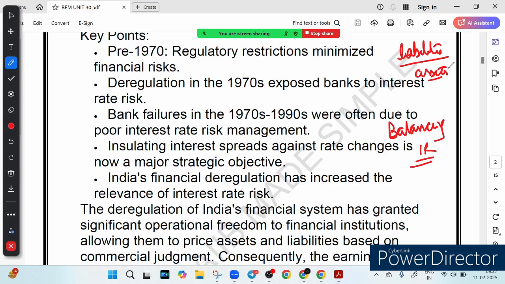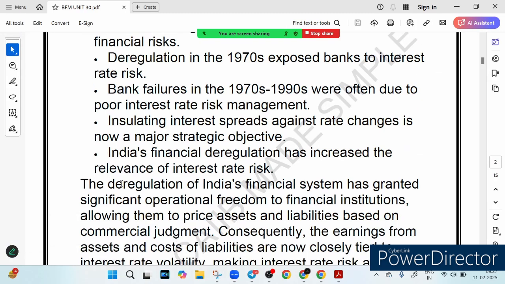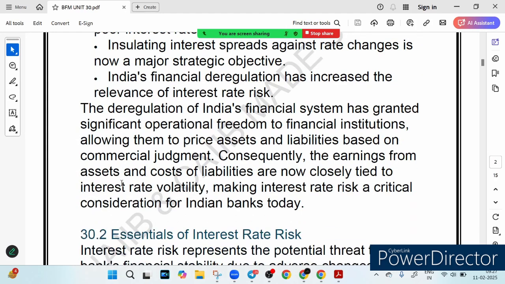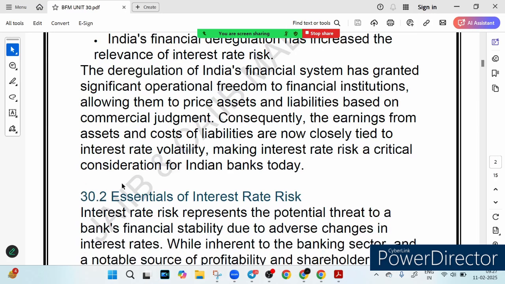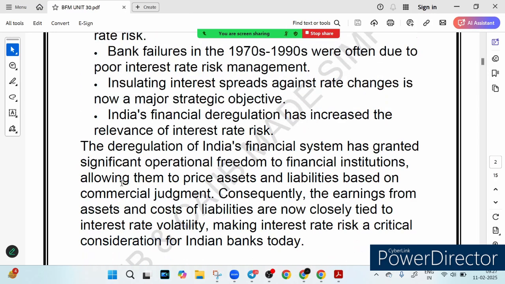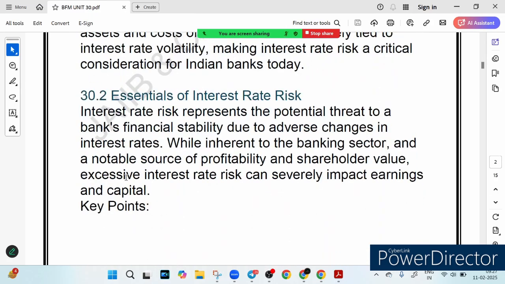Now here is where it gets interesting for us. In India, banking has also gone through deregulation. You know it very well, right? Indian banks now have the freedom to decide their interest rates based on market trends, but with that freedom comes interest rate risk. This means interest rate risk management is the major priority for Indian banks today, right? I hope this makes your concept clear. Now let's talk about the impact of interest rate change on asset and liability valuation.